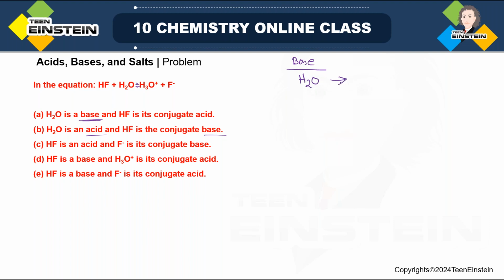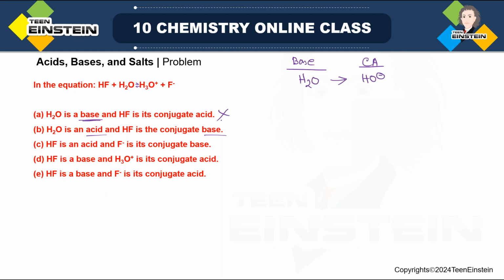Then the corresponding conjugate acid should be HO minus, because a conjugate acid differs from the base by a single proton. So HF cannot be the conjugate acid of water. So the first option is not true. Come to the second one.